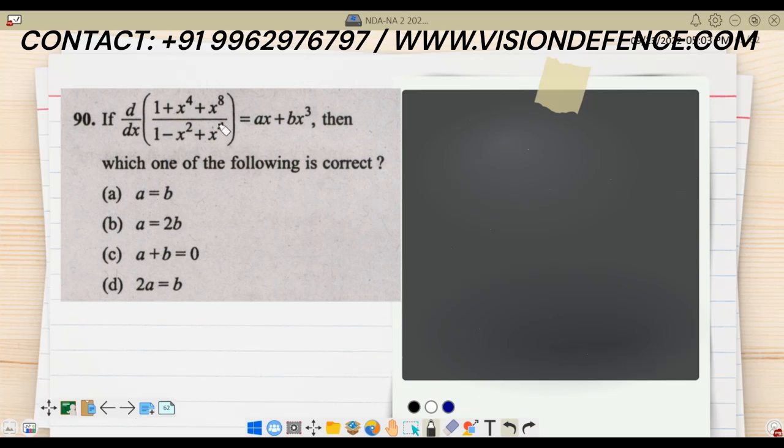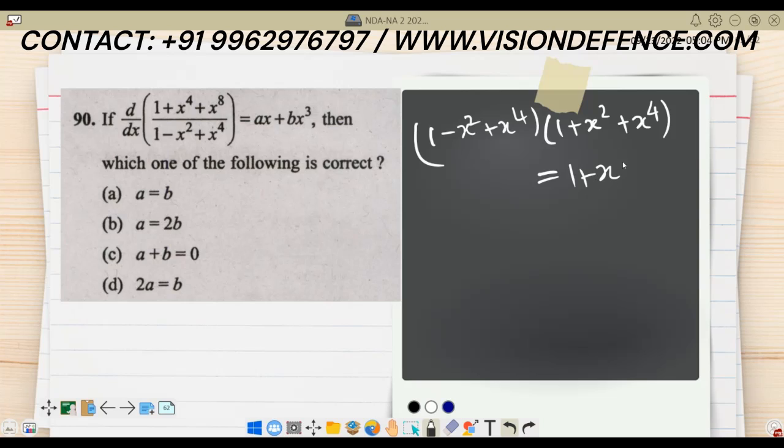So moving on to the next question. What is dy by dx of this value equal to ax plus bx cube? Which one of the following is correct, right? So it is required to know a factorization, that is 1 minus x square plus x power 4 into 1 plus x square plus x power 4. This right here is equal to 1 plus x power 4 plus x power 8.